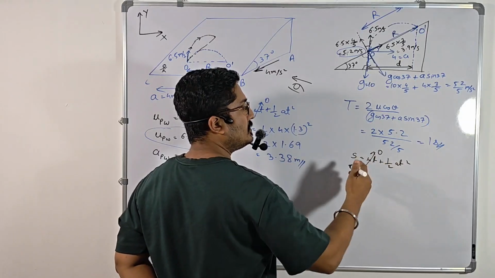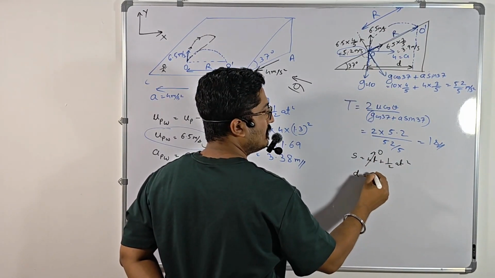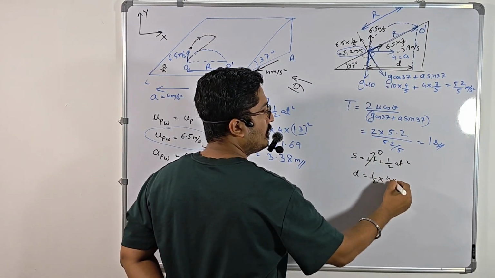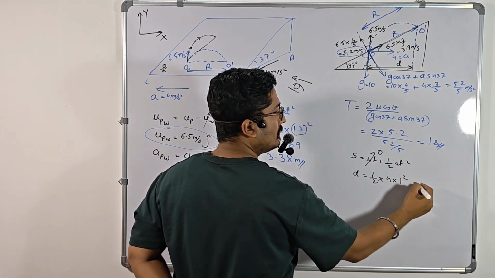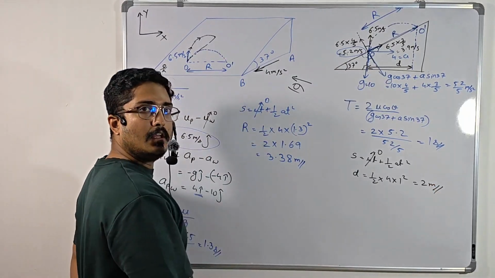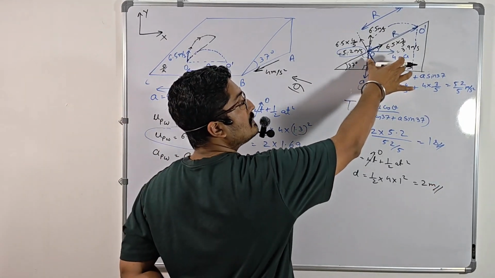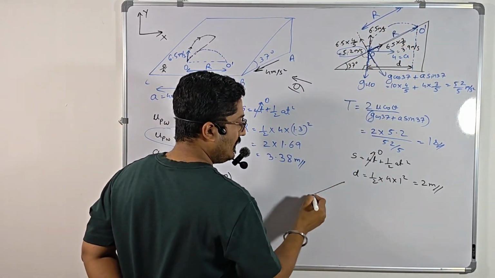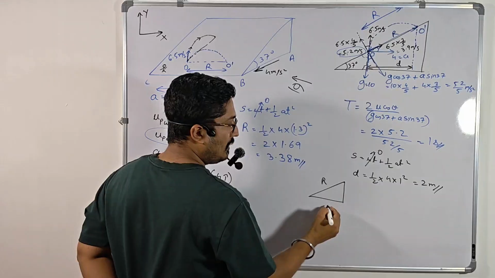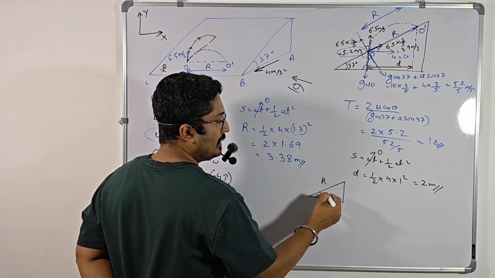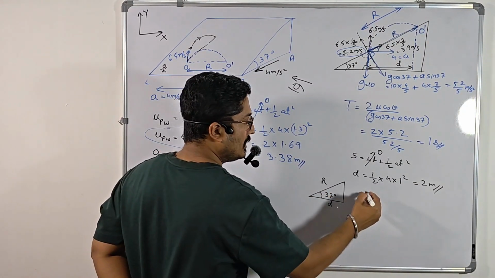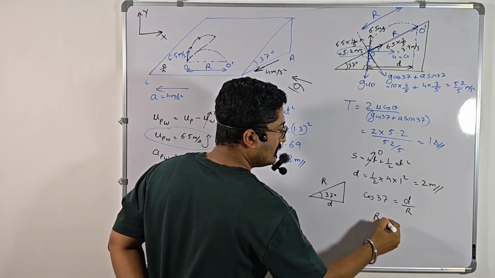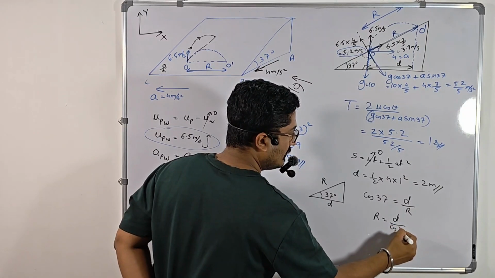The distance covered in the horizontal direction, I'm calling it d, is equal to half into the acceleration in that direction, which is 4, into time just now calculated, 1 square. This comes out to be 2 meters. So 2 meters is d. Now once I know the d, I'll be able to find the r pretty easily from this triangle. So from the triangle, if this is r, this is d, the angle between them here is 37 degrees. So I can write the equation as cos 37 degrees equals d by r, so r is d divided by cos 37.